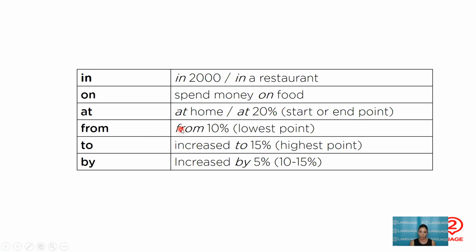From 10%. 10% would be the lowest point. So the data increased from 10% to 15%. So 15 would be the higher point. And then we have by. By is the difference between the two. So it increased by 5%, okay? Because the difference between 10 and 15 is 5.